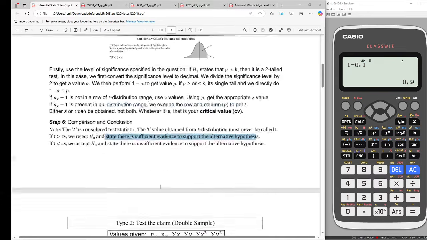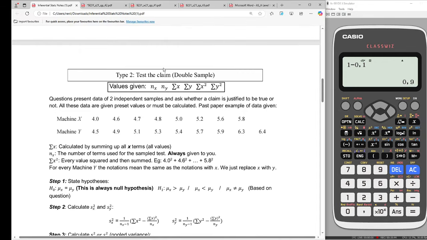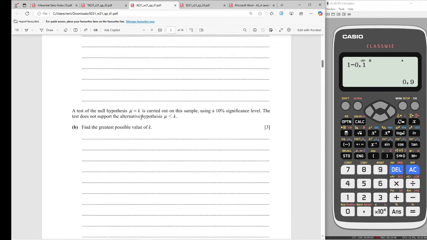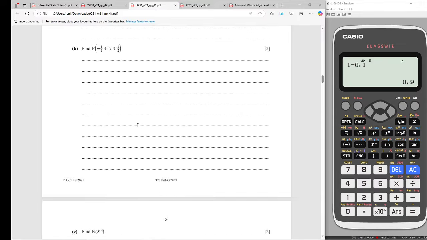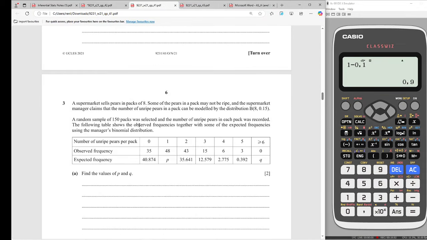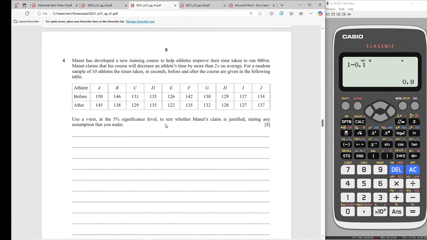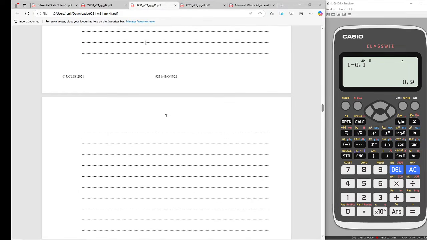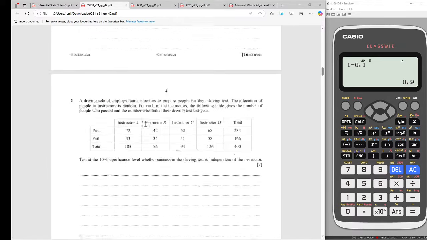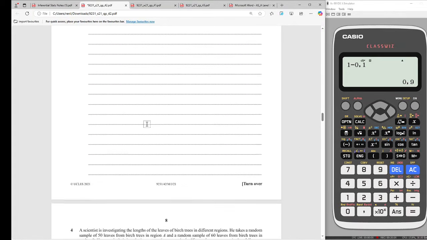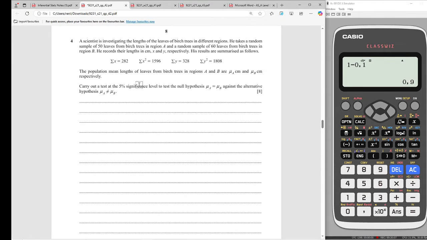Now let's move on. We're going to test the claim for a double sample test. Let's see which one has a double sample test. This is more of a difference test. Okay, now let's do a double sample test. Yeah, this is the one.